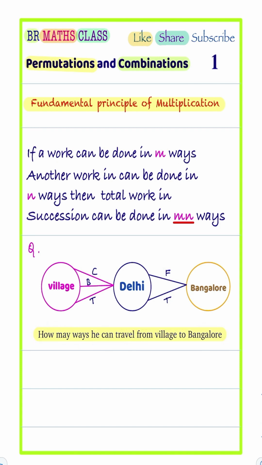See, this problem can be done very easily if you know the fundamental principle of multiplication. What is the fundamental principle of multiplication? If a work can be done in m ways, another work can be done in n ways, then the total work can be done in mn ways.